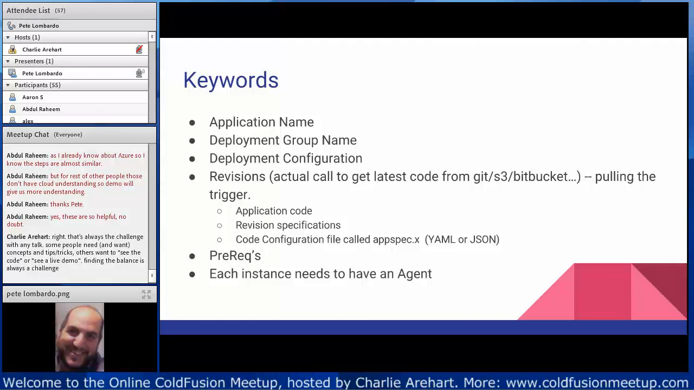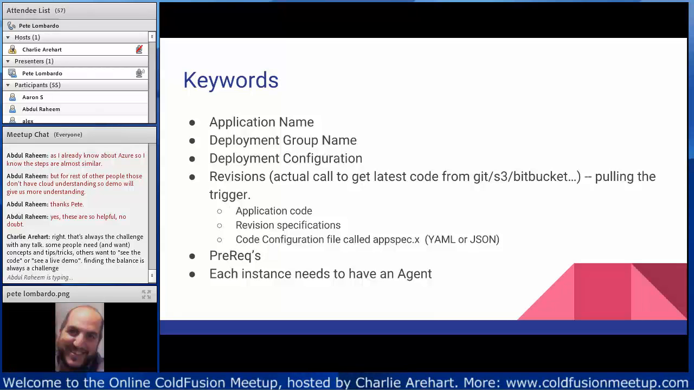I'm seeing a lot of concerns about time and talking too much, so I'll try to jump to the chase. Keep in mind that the code configuration file you'll want in the base root of your repository is called an AppSpec, and it can be either YAML or JSON. In this case, you'll probably want to go with YAML. It's a lot easier on the eyes.